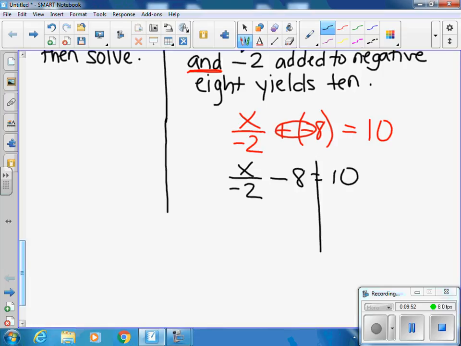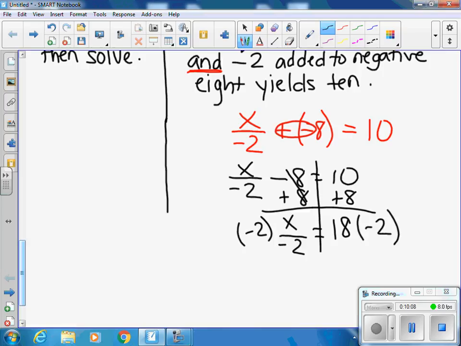And now I'm ready to do my two steps. So I'm going to get rid of minus 8 by adding 8 to both sides. And that gives me x divided by negative 2 equals 18. Because I've got division under my x, I need to multiply to get rid of it. So I'm going to multiply both sides by negative 2. Cross those off. And now I get x equals 18 times negative 2 is negative 36.